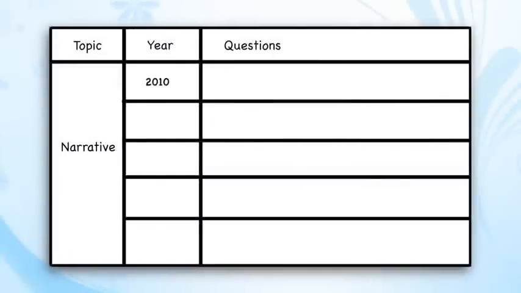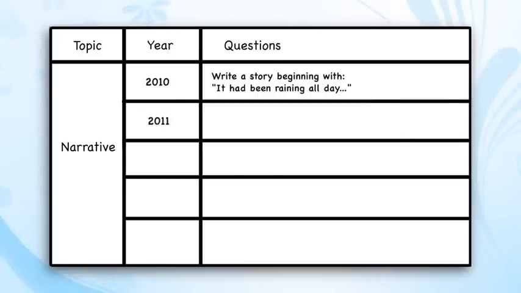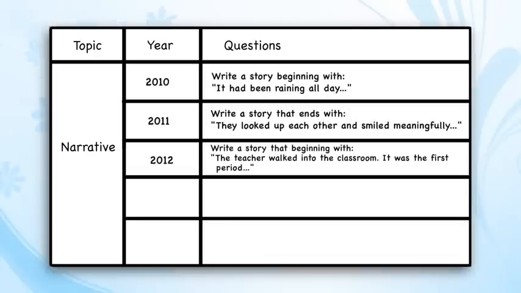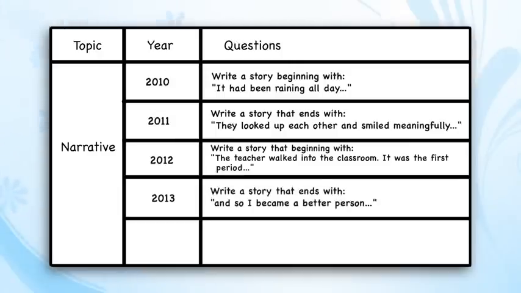In 2010, students were required to write a story beginning with, "It had been raining all day." In 2011, students were required to write a story that ends with, "They looked at each other and smiled meaningfully." In 2012, students were required to write a story beginning with, "The teacher walked into the classroom. It was the first period." In 2013, students were required to write a story that ends with, "And so I became a better person."